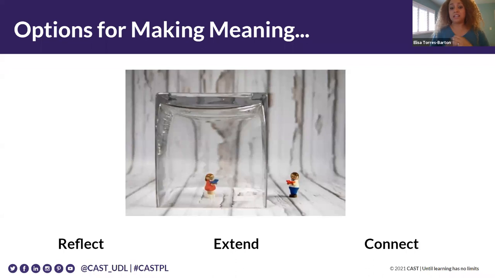Some of you might be in an extending space, like, I'm already doing so much of this. This is an affirmation as a result of our time together. I've been affirmed and I'm going to take it up a notch. Or connections. It could be that you're in a space of like, oh, this reminds me of another thing we're doing in our system that we can build coherence around.